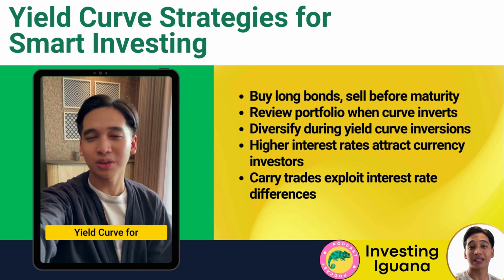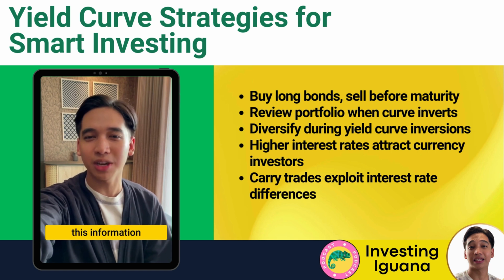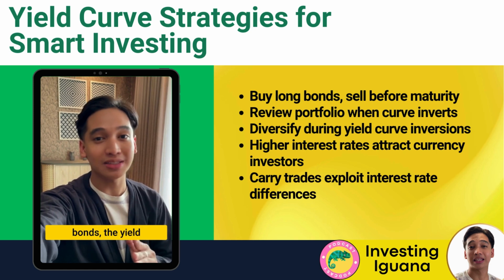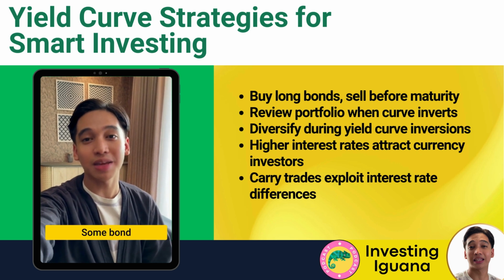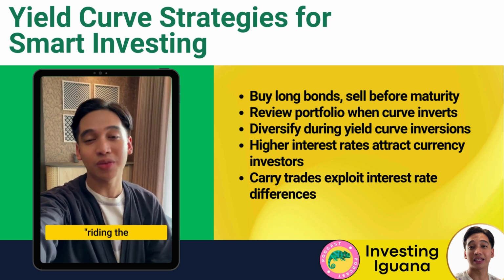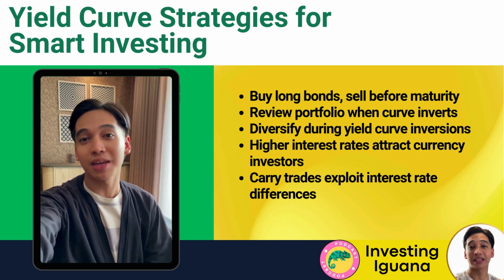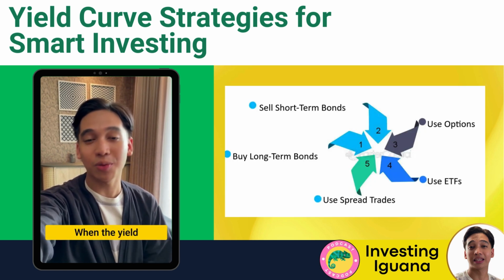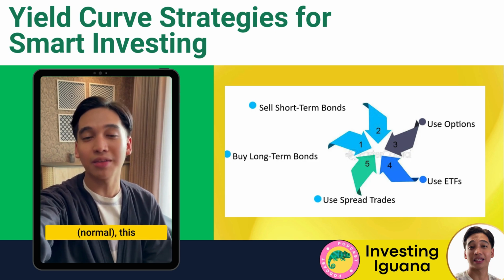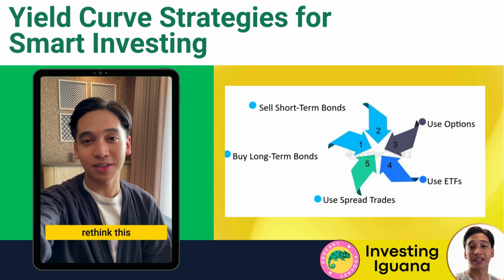How to use the yield curve for investment decisions. Now let's talk about how you can actually use this information in your investing journey. For bond investors, if you invest in bonds, the yield curve can help you decide which maturities to buy. Some bond investors use a strategy called riding the curve, where they buy longer-term bonds and sell them as they approach maturity, hopefully capturing price gains along the way. When the yield curve is steep, normal, this strategy can work well. But when it's flat or inverted, you might want to rethink this approach.